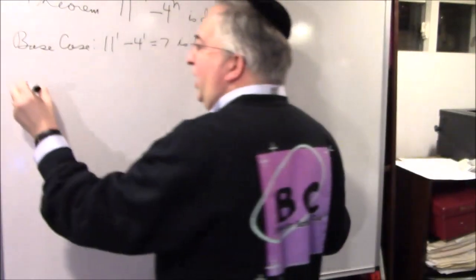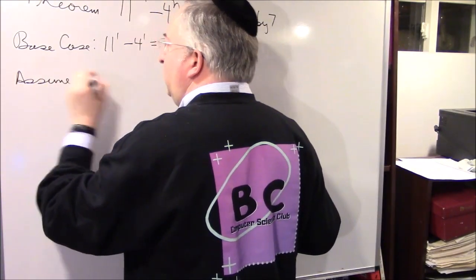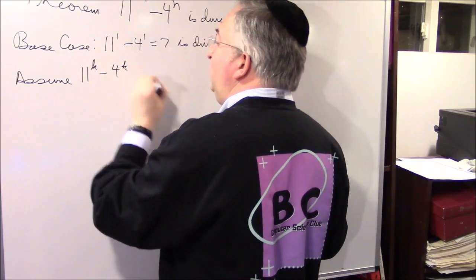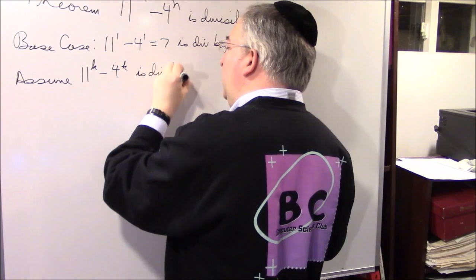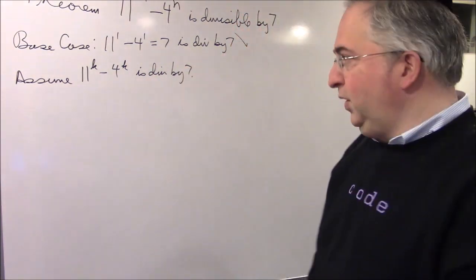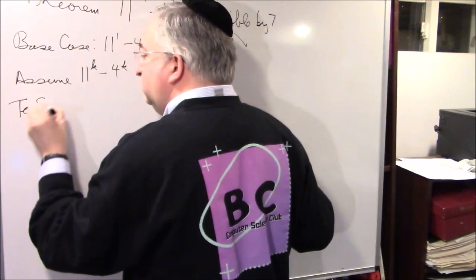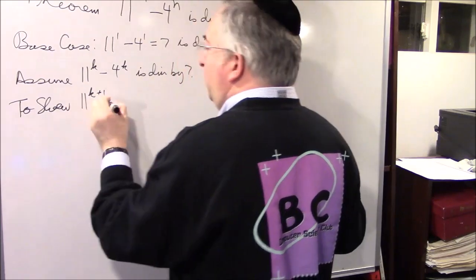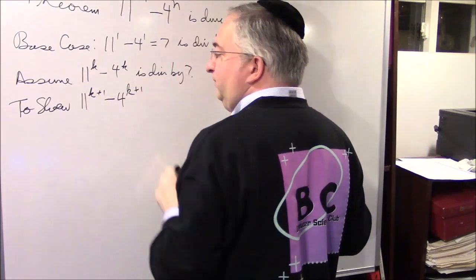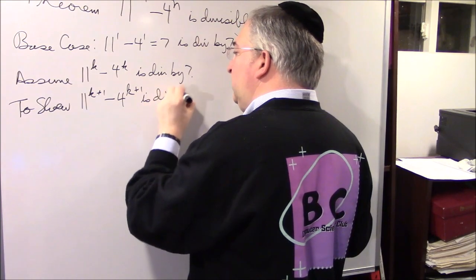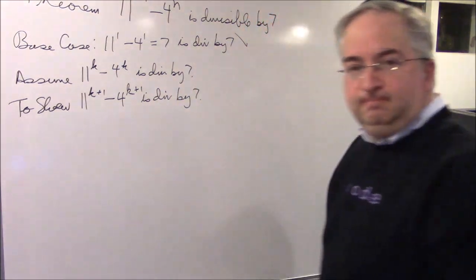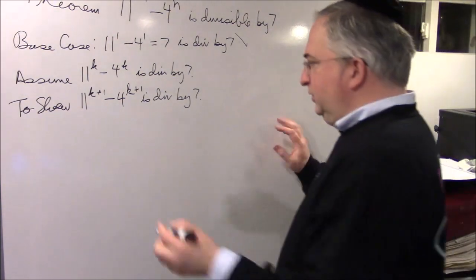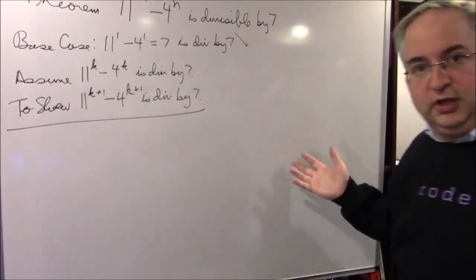Great. Assume 11 to the k minus 4 to the k is divisible by 7. To show, here's our cheat sheet, 11 to the k plus 1 minus 4 to the k plus 1 is divisible by 7. Okay, that's our cheat sheet. Let's work it out.